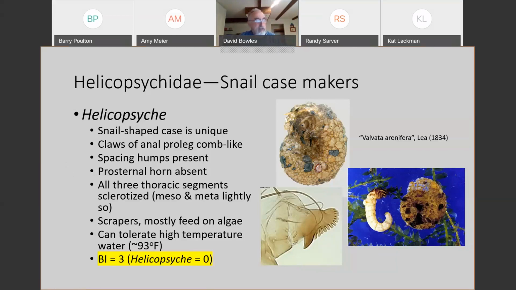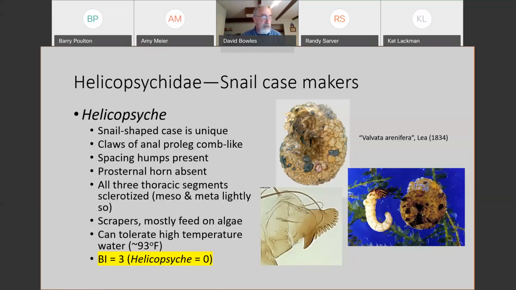A guy named Vince Resh found that they could tolerate water temperatures in California up to 93 degrees Fahrenheit, which is pretty daggone hot. And so the biotic index, this is why this is highlighted in yellow. The biotic index for the family is 3. Our only known genus, 2 species in the Ozarks, is Helicopsyche, and that's often listed as a 0. I don't think it's accurate.